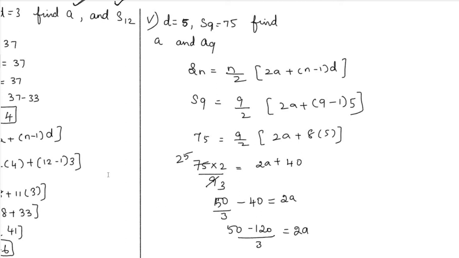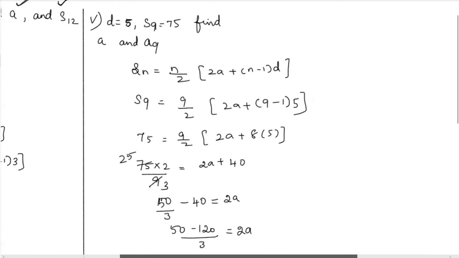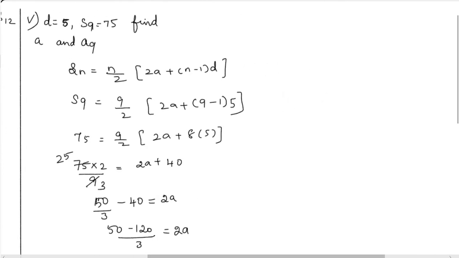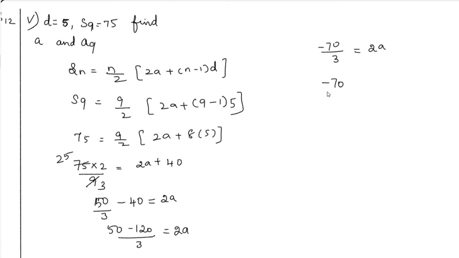What is my next step? 50 minus 120 is minus 70. So minus 70 by 3 is equal to 2a. The multiplication by 2 becomes division by 2, so a is equal to that. When I cancel, 2 1s are 2, 2 35s are 70. So a is equal to minus 35 by 3. Do you understand this? Yes, we have found a now.